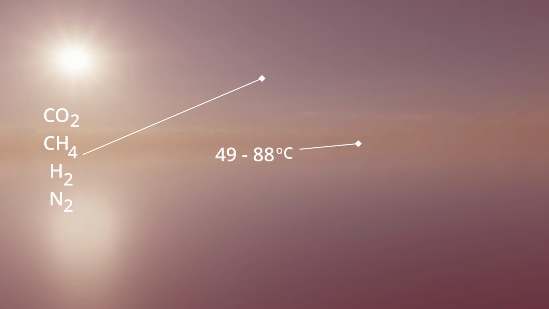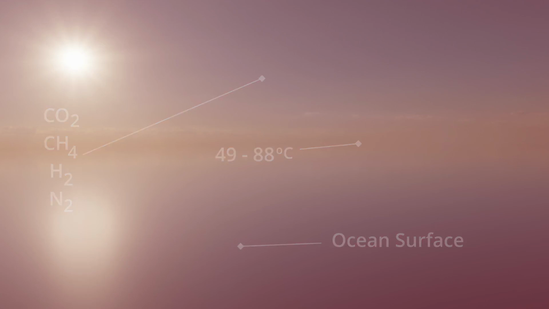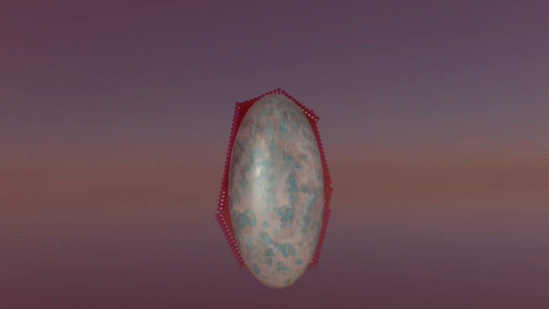LUCA, our last universal common ancestor, dwelled during a time when the atmospheric composition was primarily carbon dioxide, methane, nitrogen, and most importantly hydrogen gas, which came from volcanoes and metamorphism. And it gives a red tint to the sky. The temperature is very hot, it's 49 to 88 degrees Celsius. We are at the ocean surface and not hydrothermal vents. The environment has organic compounds and molecules such as sugars that LUCA will use as energy. So let's take a closer look and dive deep into who LUCA was.